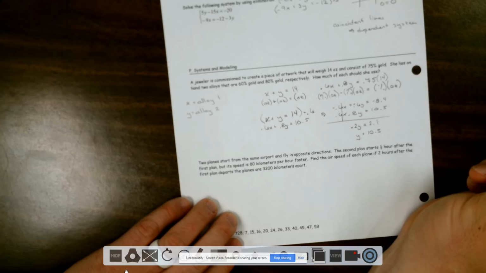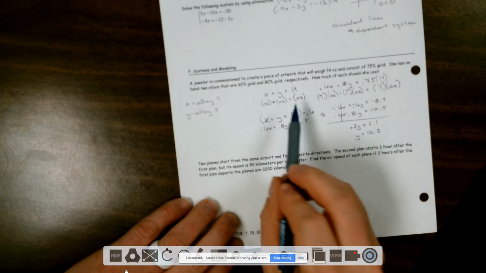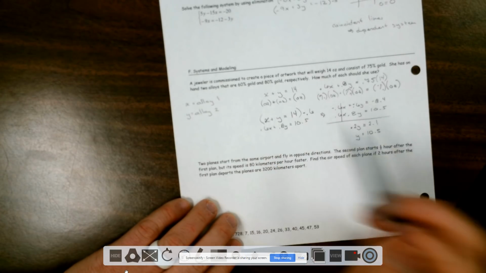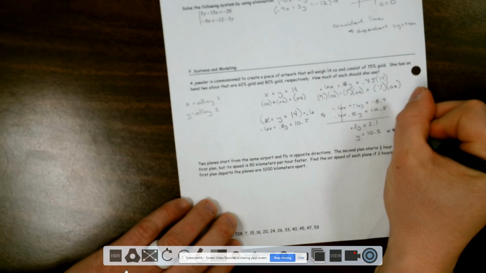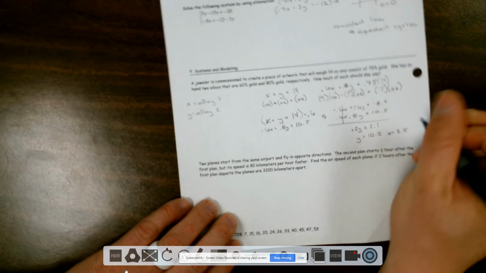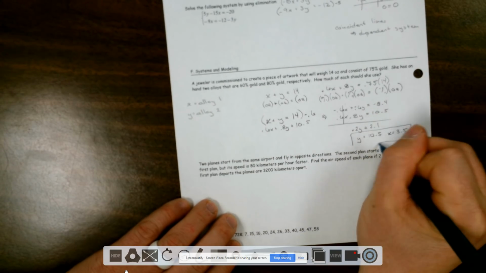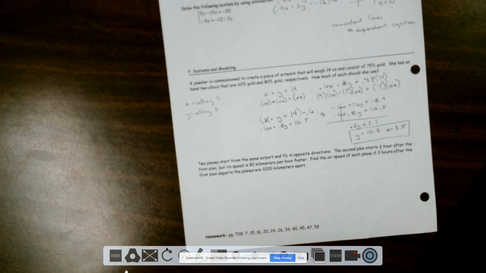So if y equals 10.5, I know there's a total of 14 ounces. That means x has to be equal to 3.5. Really simple. Okay, still plugging it back in. I just did that part in my head. Okay, our last example. I encourage you to pause the video, try this example on your own, and then see if you can get the correct answer.